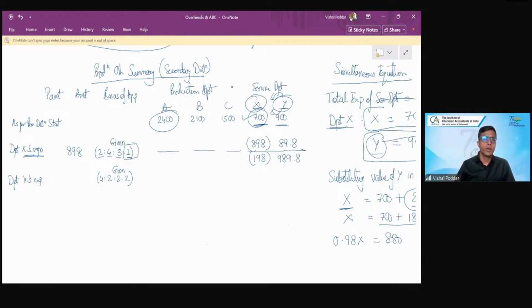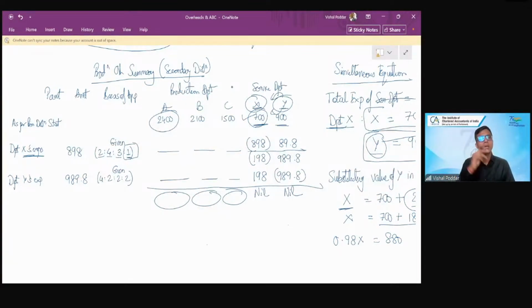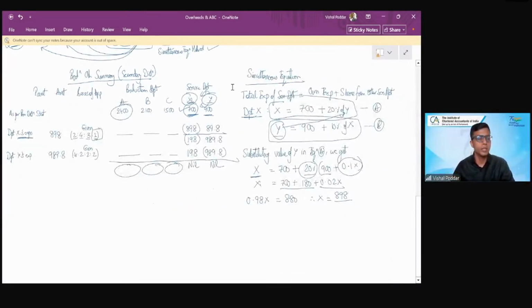Now, what is the new value of Y? Y is 989.8. Now, when you divide all this between these departments, interestingly, you will get exactly 198 over here. So in this one step, the departments become 0 and you get totals of ABC. And let me tell you, these totals of ABC, what you are getting here, will match exactly with what you would have got by the trial and error method, that is the repeated distribution method. So this is how you solve the same thing by the simultaneous equation method.